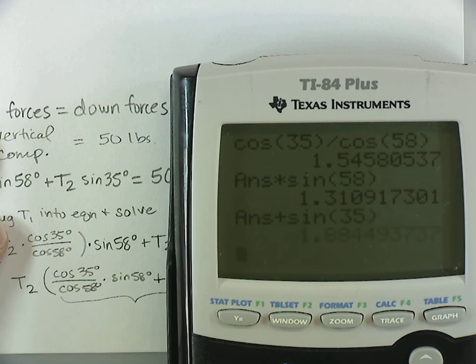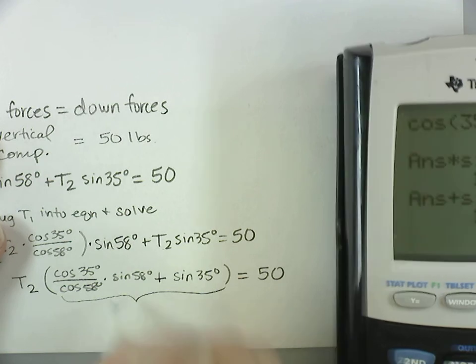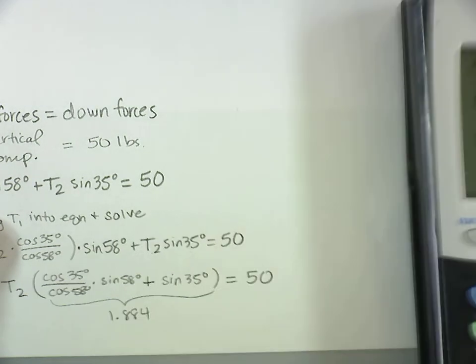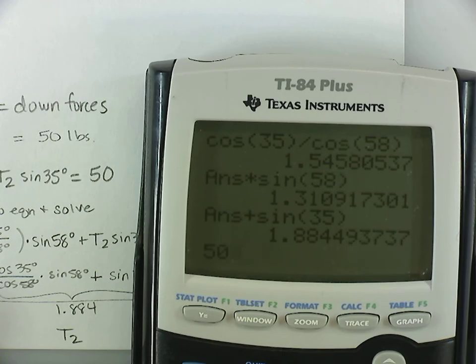Alright, and so this is approximately 1.884. So that's what I'm going to divide each side by. But I'm going to keep that value in my calculator. So when I do this, I'm going to do 50 divided by my answer. And then I'm going to get about 26.5.